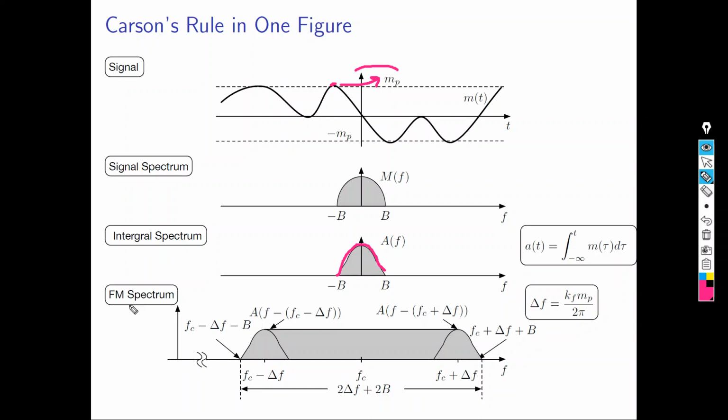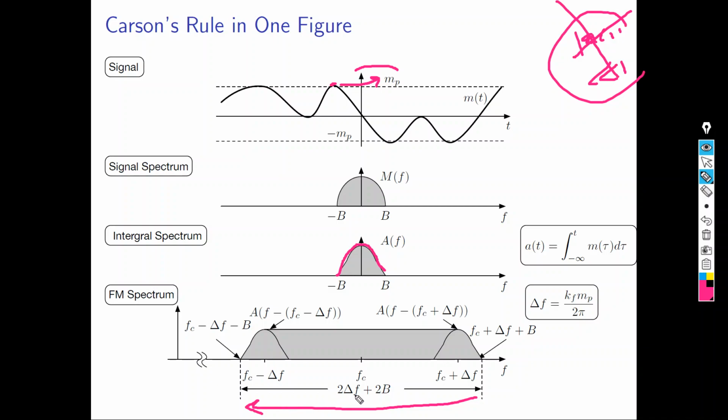Now, modulated using FM modulation, in general you don't have the condition that alpha multiplied by A of t multiplied by k is much smaller than 1. We don't have this condition. That condition is for narrowband. We find that the total bandwidth of the FM modulated signal is equal to 2 delta f plus 2b, which is significantly large, where delta f is equal to kf MP over 2 pi, and A of t is the integration of the message.